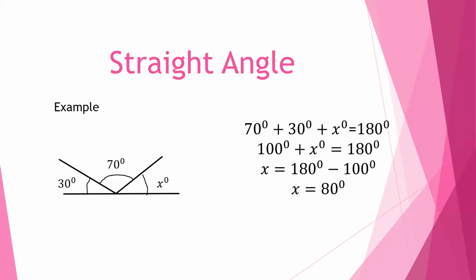And here we have done that. When you group like terms, you have 180 degrees minus 100 degrees, and your x becomes 80 degrees. So here, if you want to prove or know whether your answer is right, you can simply add 30, 70, and 80, and you should get 180 degrees. If you add them and you get more or less than 180 degrees, that means there's a problem with your answer.